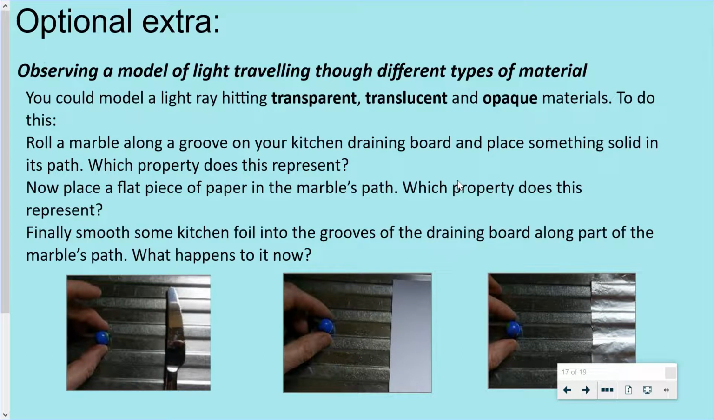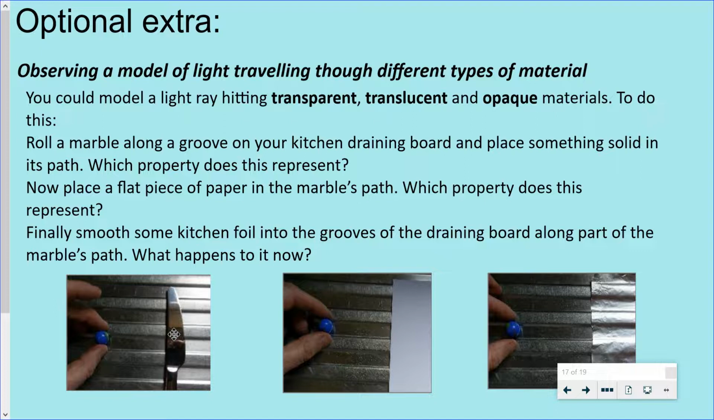So the optional extra then, if you have the resources to do it, then do it. If not, don't worry, because we are going to talk about it anyway. So observing a model of light traveling through different types of materials. You could model a light ray hitting transparent, translucent and opaque materials. To do this, roll a marble along a groove on your kitchen draining board and place something solid like a piece of cutlery in its path. Which property, transparent, translucent, opaque, do you think that represents?